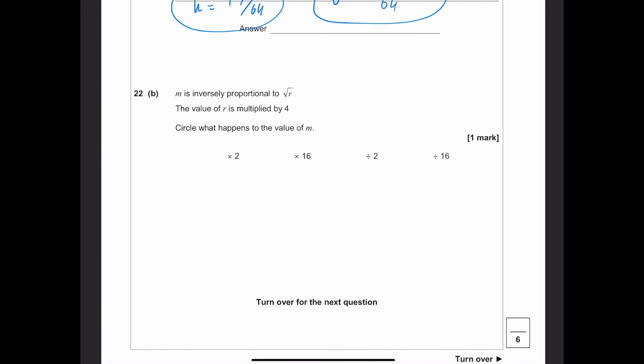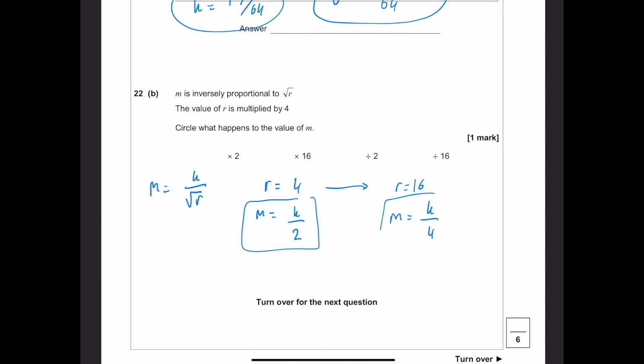M is inversely proportional to the root of r. So k over the square root of r. We're going to have two scenarios here. Let's let r equal 4 and r equal 16 when it's been multiplied by 4. If we substitute that in, m equals k over root 4, which is 2. If we try it when r is 16, it's going to be m equals k over the square root of 16, which is 4. So as you can see, what's actually happened here is m has been divided by 2 as r has been multiplied by 4. So it will be this answer here.